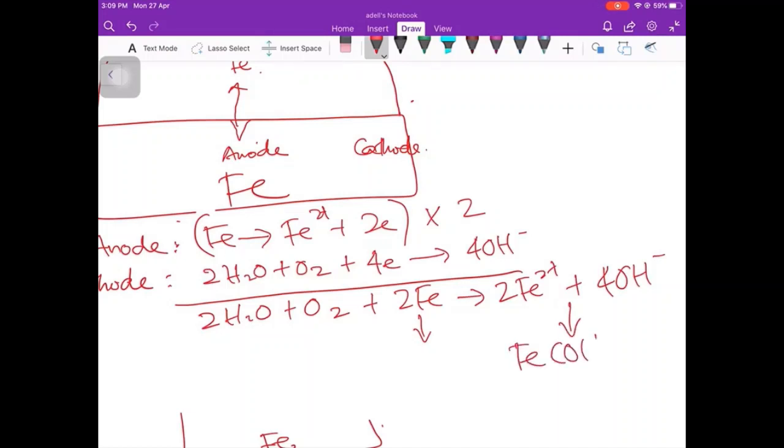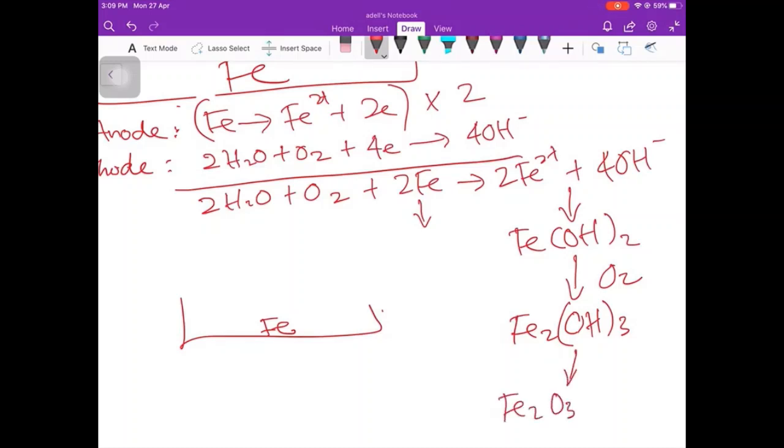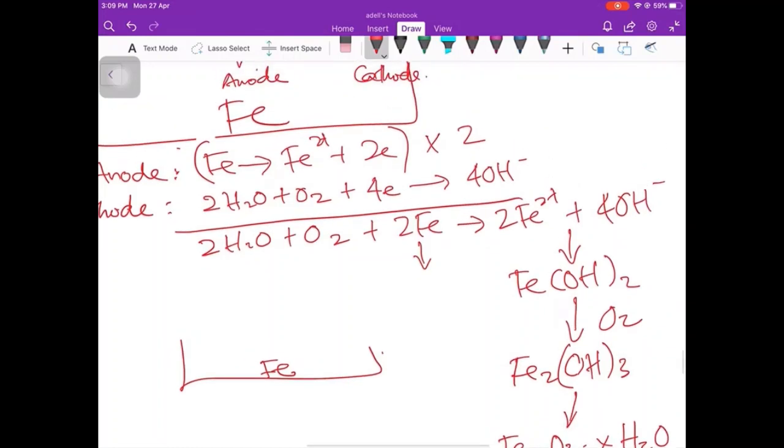This will further oxidize. It will form hydroxide. This is ferro hydroxide, and it will react with oxygen and further oxidize. Before that, the formation of ferric hydroxide, and finally it will form rust. Okay, this is the rusting process.